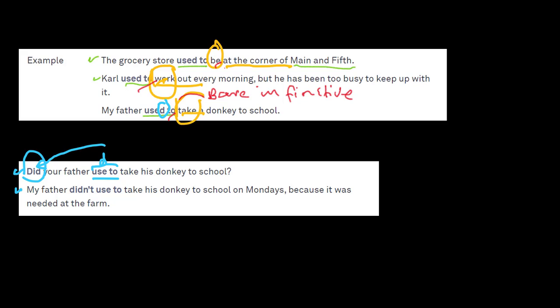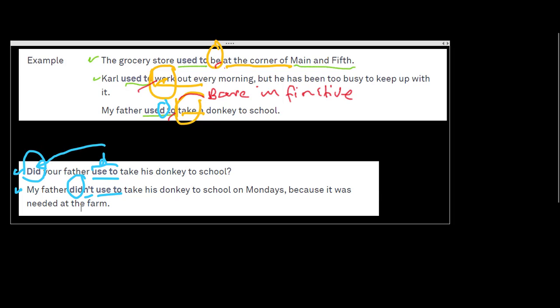In the same way, when we form a negative sentence with used to, because we need the auxiliary did, the used to here is also without D. And the did should be added with not, because we want to form a negative sentence. My father didn't used to take his donkey to school on Mondays because it was needed at the farm. I think it's clear, right?